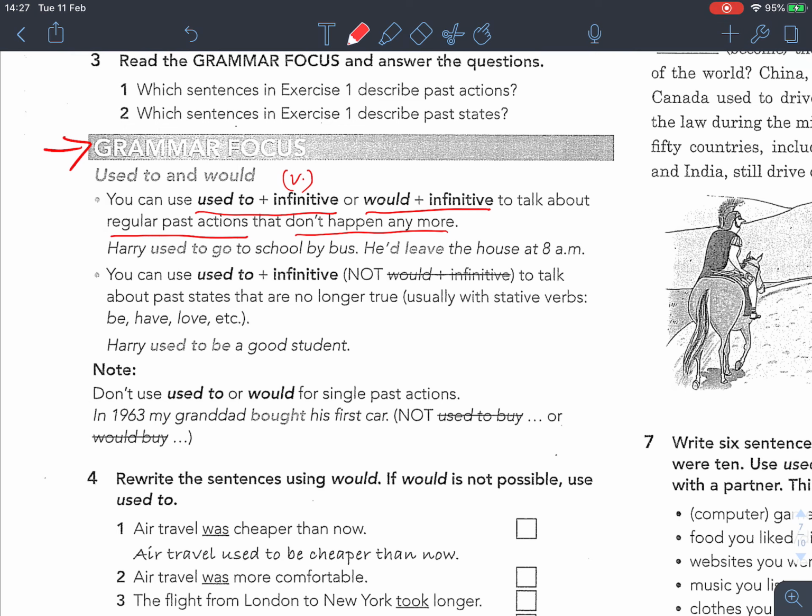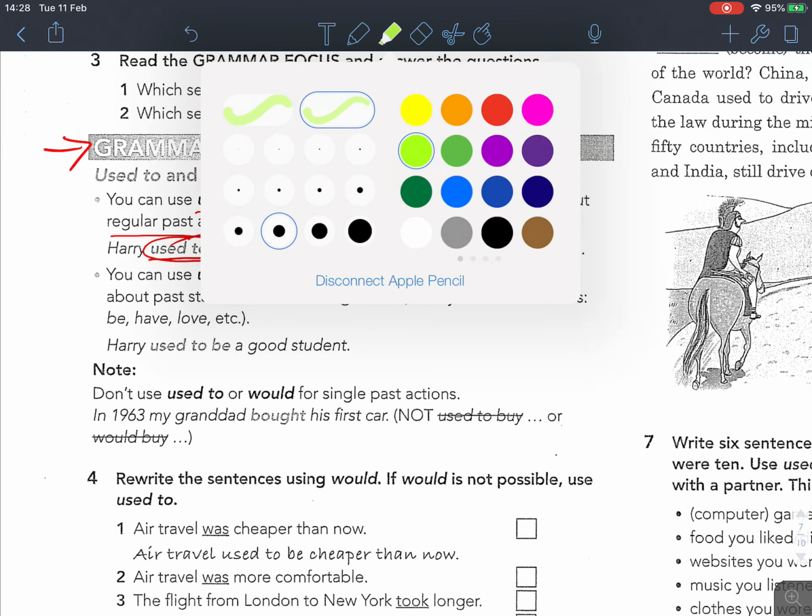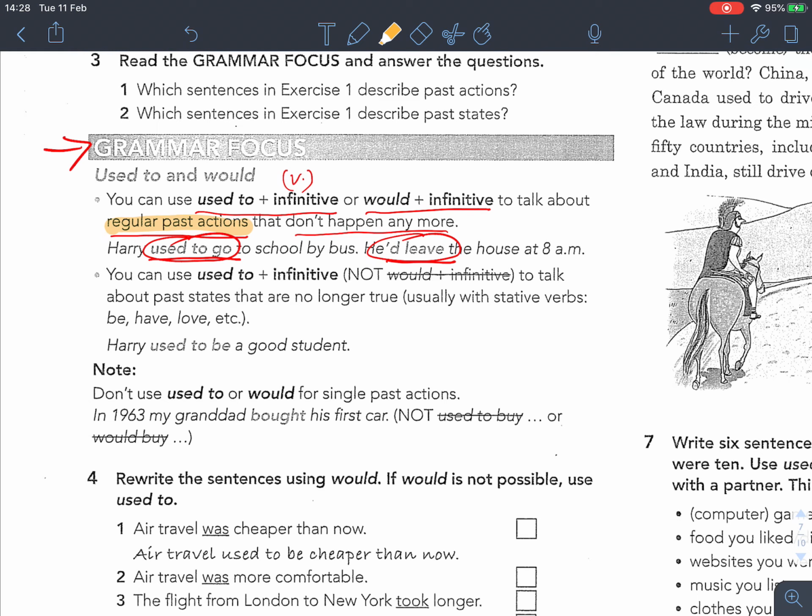So let's look at the example. Harry used to go to school by bus. He would leave the house at 8 a.m. So when you look at these two sentences, it means that Harry now no longer takes the bus to go to school. Okay, he is now using other means to get to school. So he doesn't do that anymore, so we can use used to do something or would do something. All right, so remember, for regular past actions, we can use both used to and would.